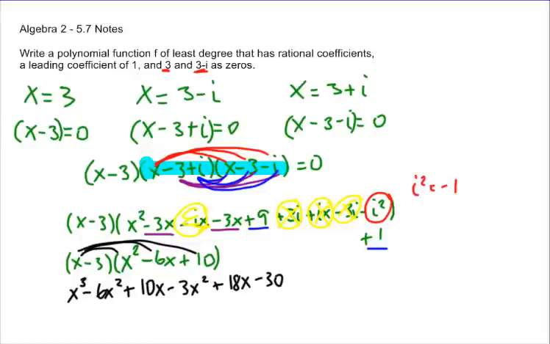And so now combine things that are common together. They go together. And so I've got x cubed minus 9x squared plus 28x minus 30. And that's it. That's all you have to do to combine your polynomials down.